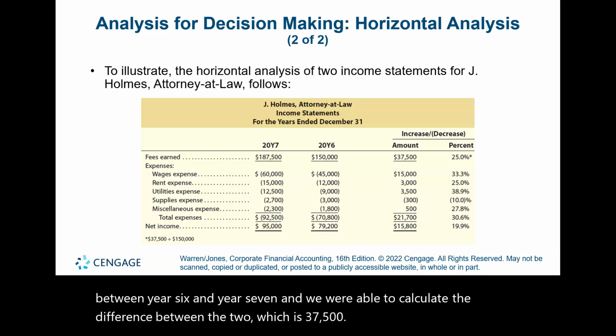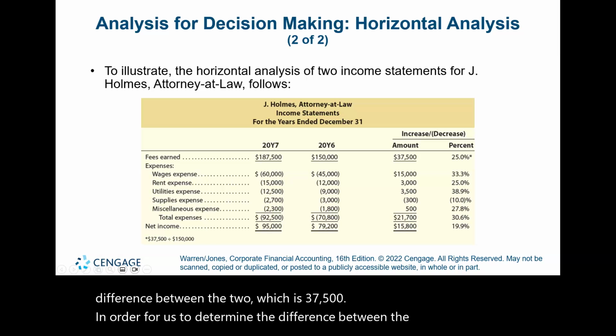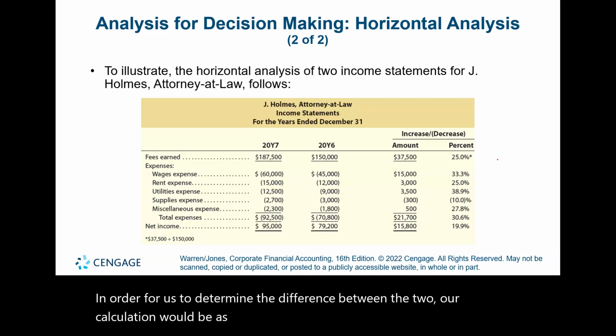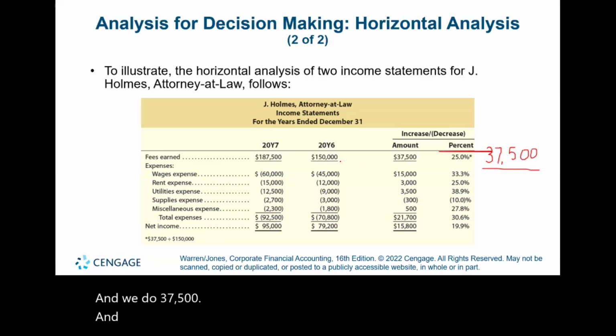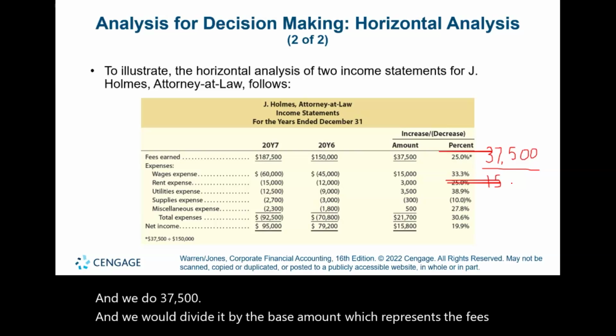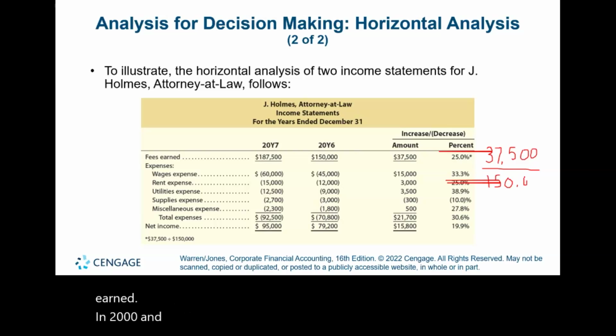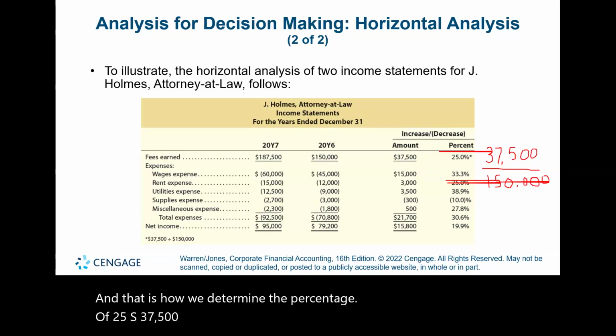In order for us to determine the percentage change, our calculation would be as follows. We take the difference, which is the $37,500, and we divide it by the base amount, which represents the fees earned in 2006. And that is how we determine the percentage of 25. So the $37,500 gives us the 25%, in this case, increase.